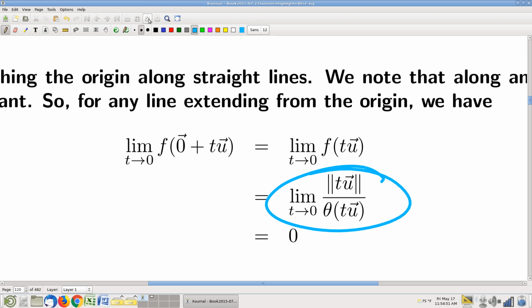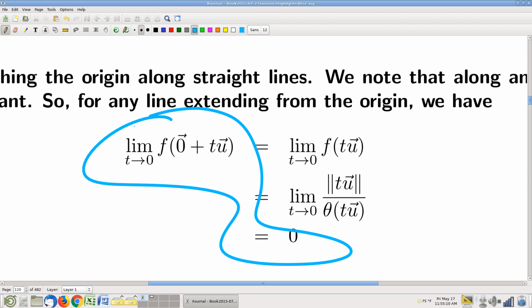Okay, so notice this calculation applies for all unit vectors. This means that we have effectively checked along all possible straight lines, all of them. Along all possible straight lines, this limit is always 0. We feel this overwhelming urge to say, and therefore this limit's got to be 0.